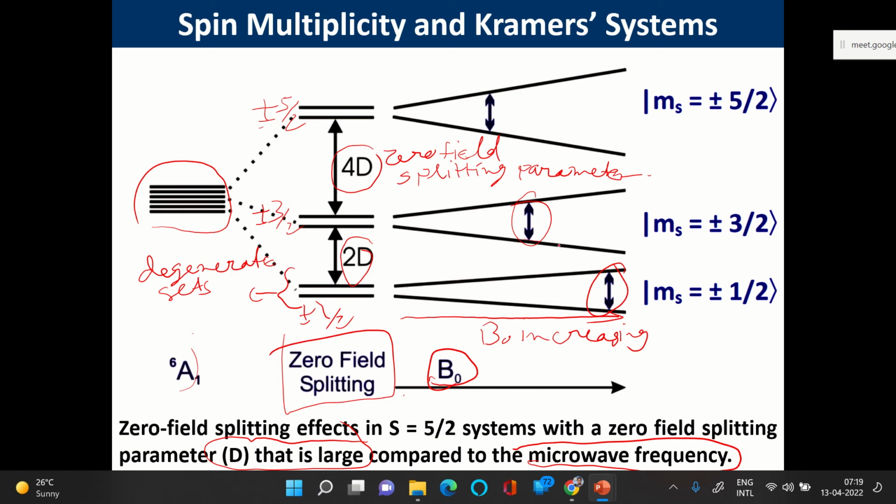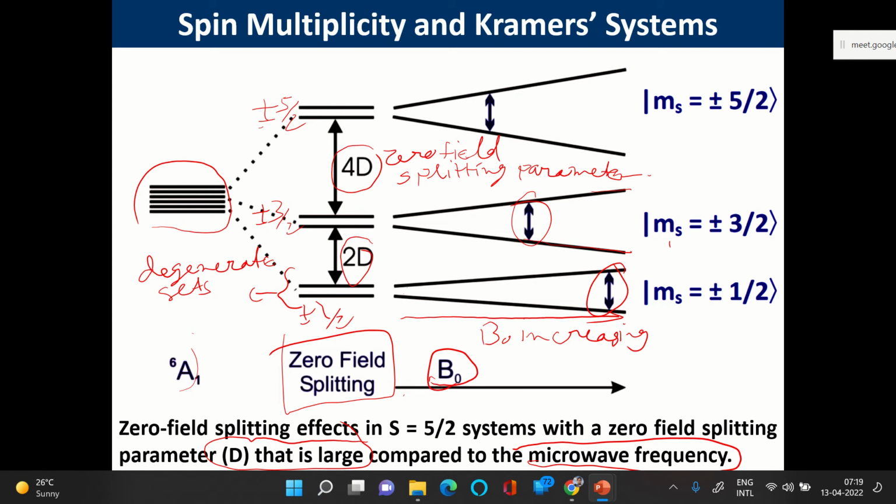So these split lines do not cross each other. It will never happen. This crossing doesn't happen in a Kramer system. So there are no crossover points obtained in such Kramer systems.